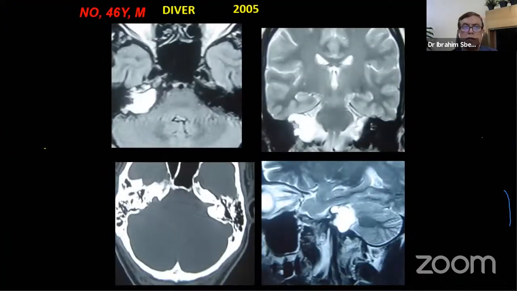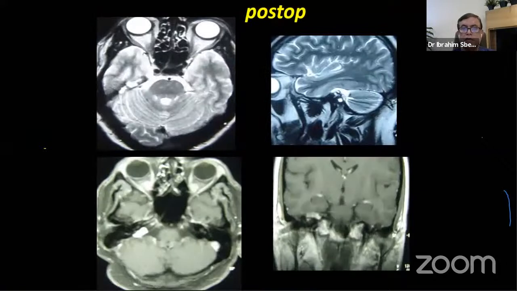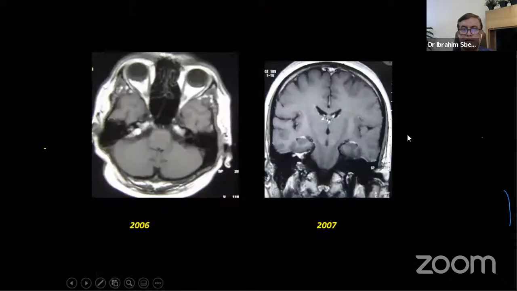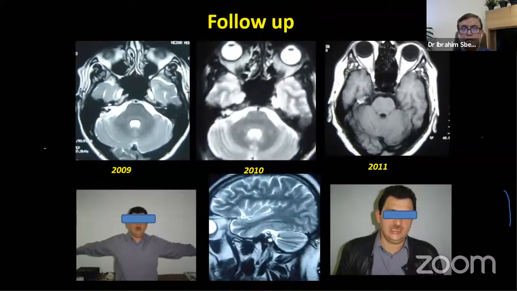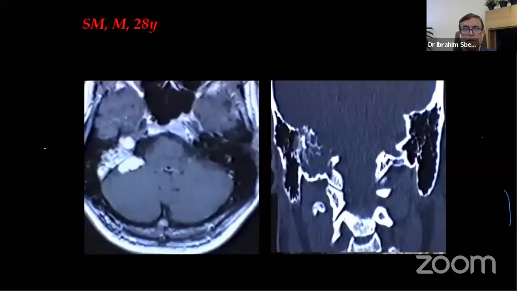So this is a simple case, and this is the preoperative, as I mentioned, and this is the postoperative of this man from Syria. Over the years, no recurrence. Case number two. This man came from Saudi Arabia with this cholesterol granuloma extending into the CP angle, with bone destruction. Let's see the video of this man.